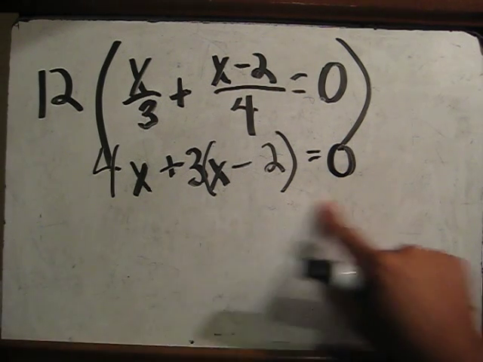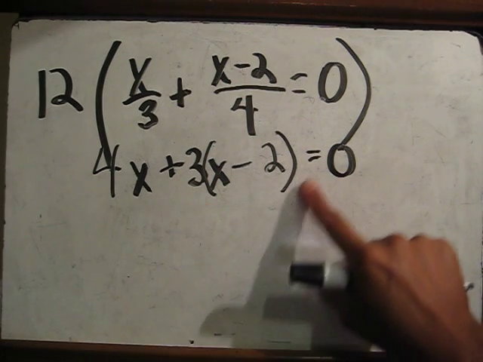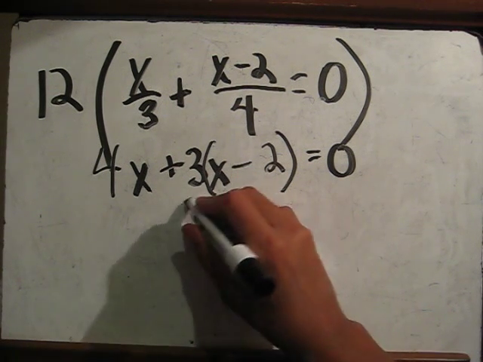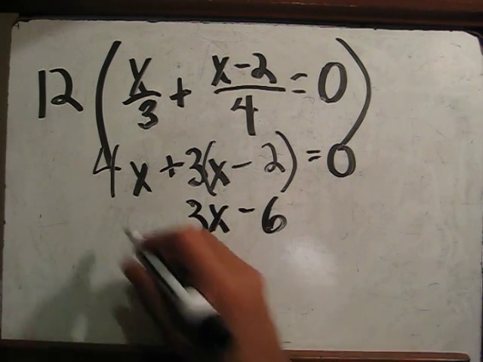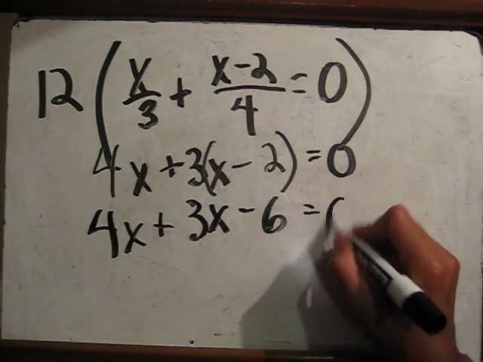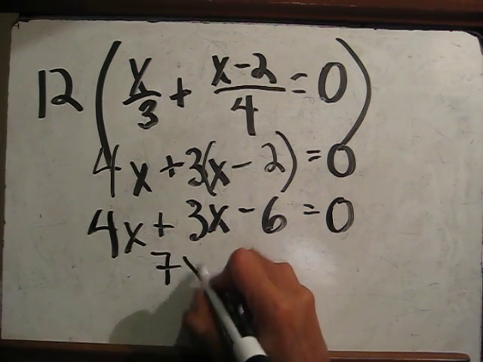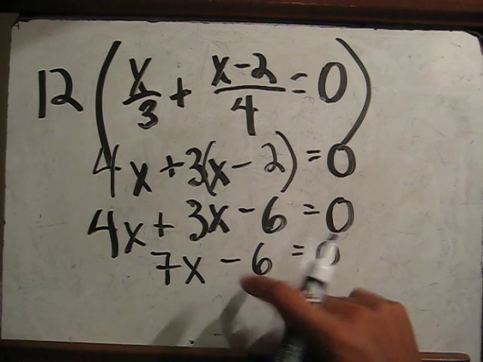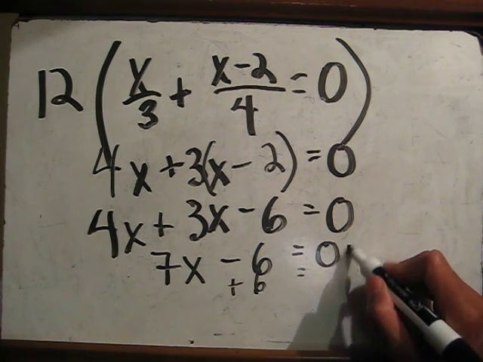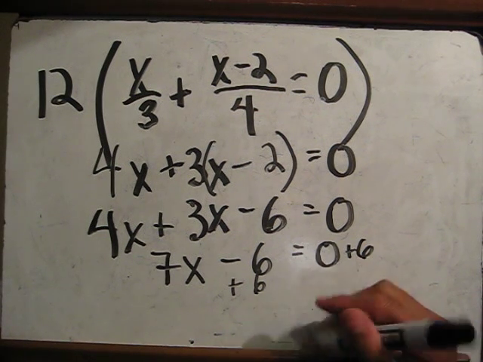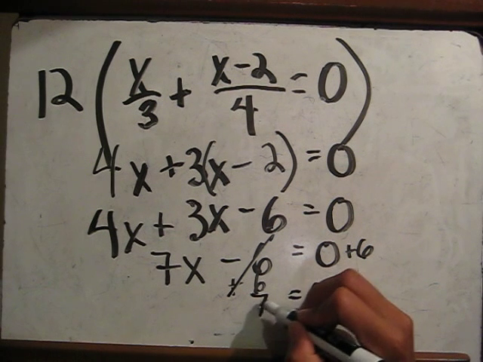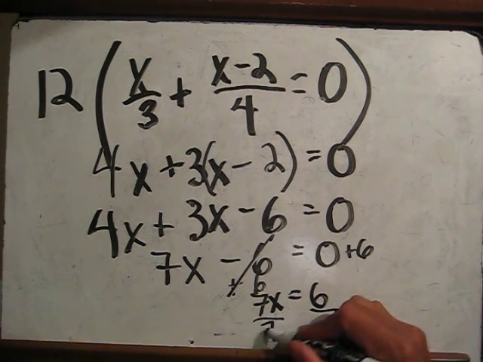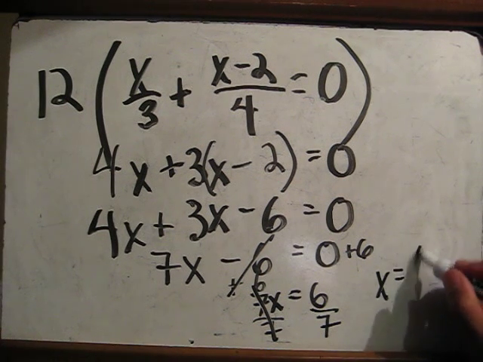Now we're left with this. Just by looking at this, we can tell already that this is the distributive property. So 3 times x minus 2 becomes 3x minus 6. I'm going to bring everything else down. We can combine like terms here, so that becomes 7x minus 6 equals 0. We want to get x by itself because we want to solve for x. So we're going to get rid of this 6, adding 6 on both sides. Bring down that 7x, and now we have 7x equals 6. Got to get rid of that 7, so we divide by 7 on both sides. And now we're left with x equals 6/7.